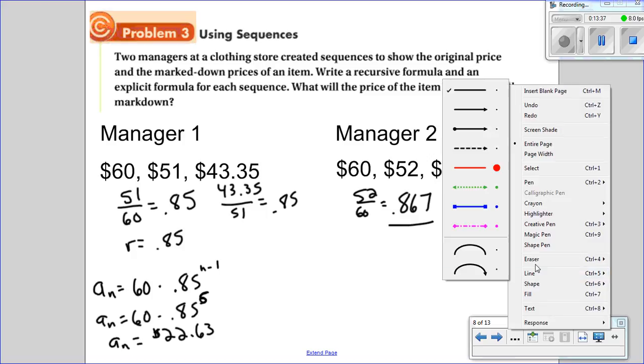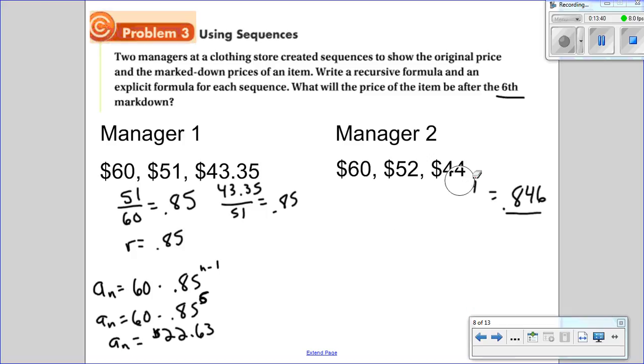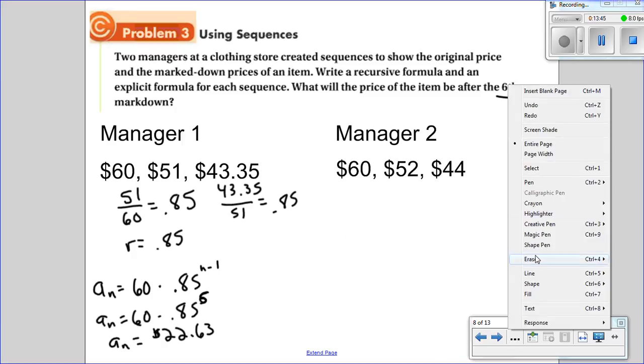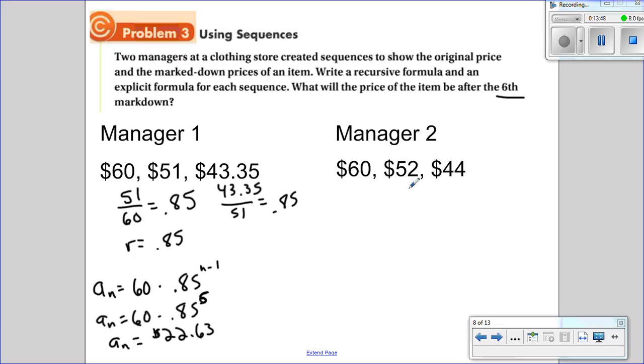So we have to go back and figure out, if it's not geometric, what is it? Well, it could be an arithmetic one, right? So how do we find that? Well, we find that by taking 60 minus 52. We get 8. We try 52 minus 44. We also get 8. So to go from 60 to 52, we subtracted 8. From 52 to 44, we subtracted 8. So we're finding out that we're in an arithmetic, and so our common difference is -8.